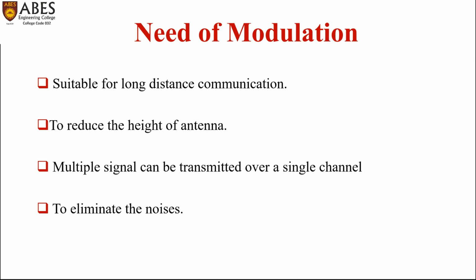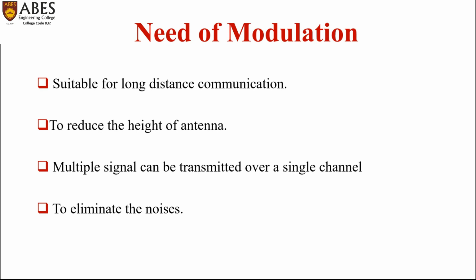Second is to reduce the height of antenna. Our message signals are low frequency signals. So if we calculate the height, then to transmit our message signals, we need a larger antenna height. To overcome this issue, we need to multiply or superimpose high frequency carrier signals so that we can reduce the antenna height.